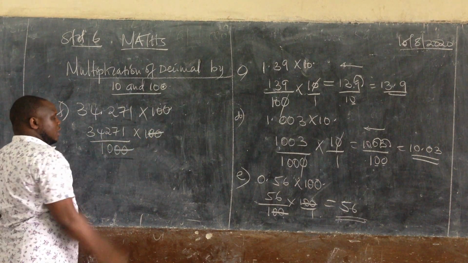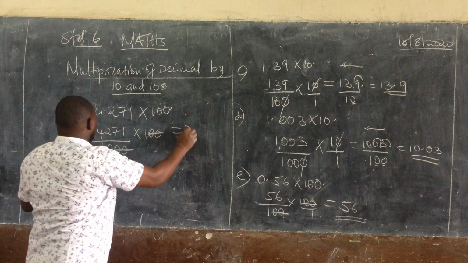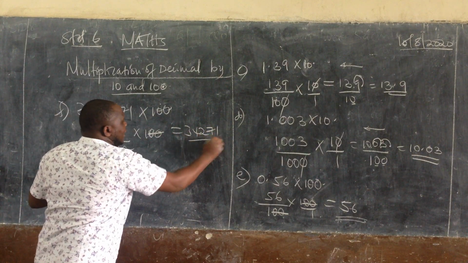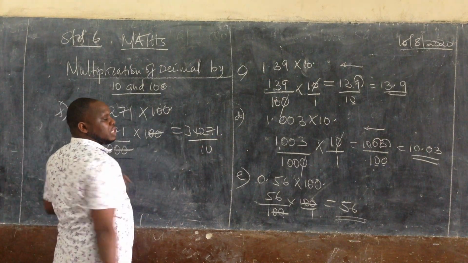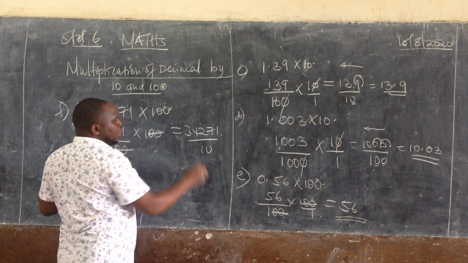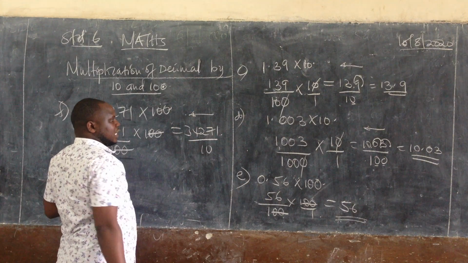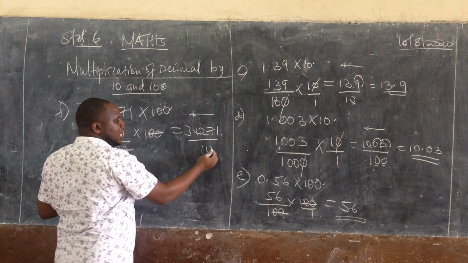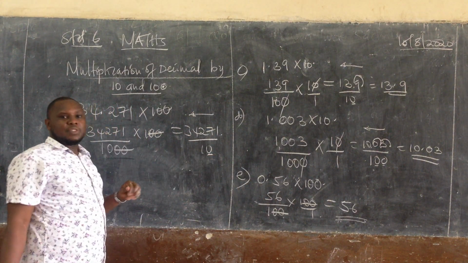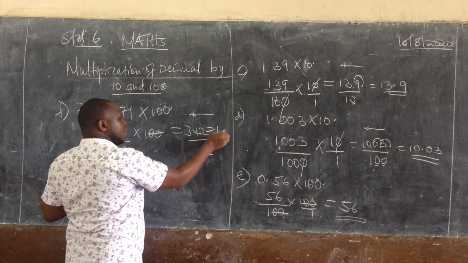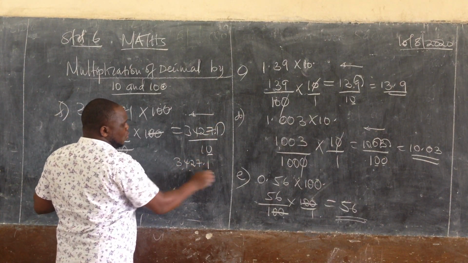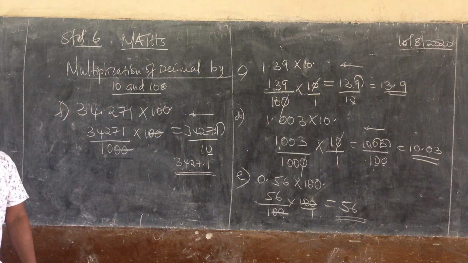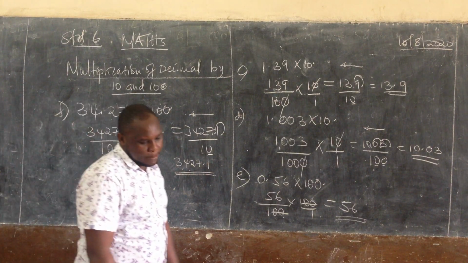So this is 34271 over 10. So long as we are dividing, the decimal point moves backwards. That's why I'm putting that arrow, pointing backwards. How many times? Equal to the number of zeros, only 1 zero. So 1 time, move it there. So it's going to be 3427.1. That is going to be your answer.